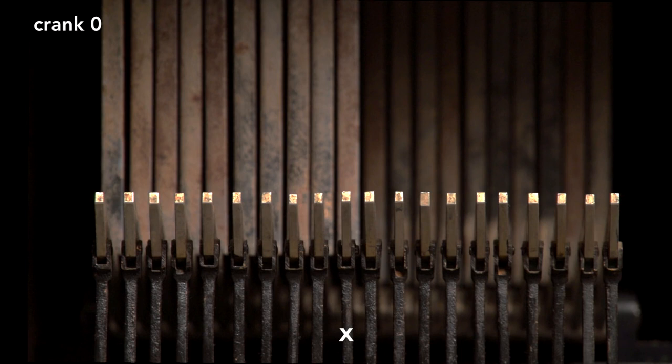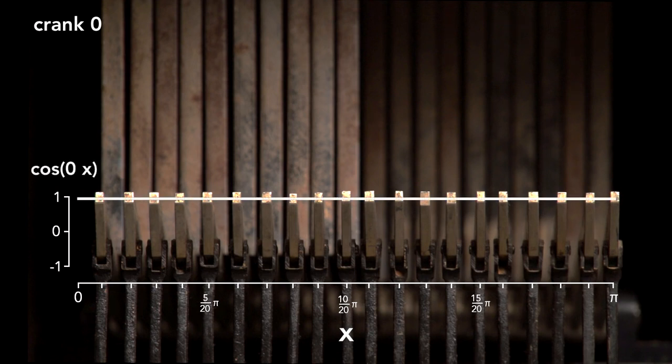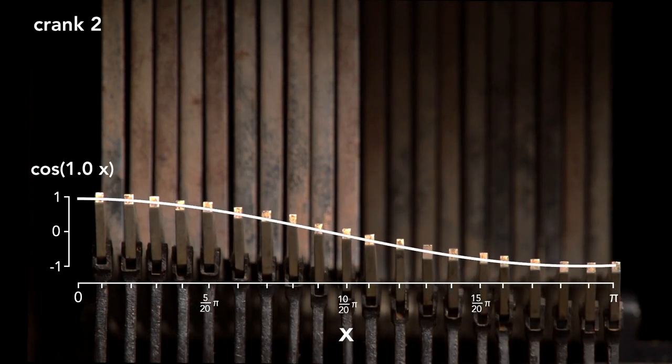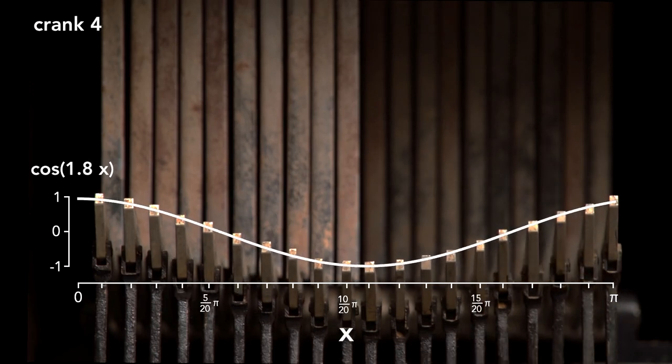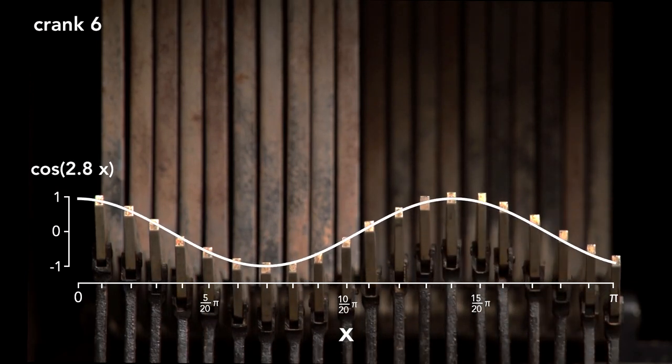If the horizontal axis runs from 0 to pi, and the vertical axis from -1 to +1, then we can describe the position of the rocker arms with a cosine. Every 2 turns of the crank increases the frequency of the cosine by 1. At these even numbered cranks, the values of the function on the platen yield the coefficients we're looking for.